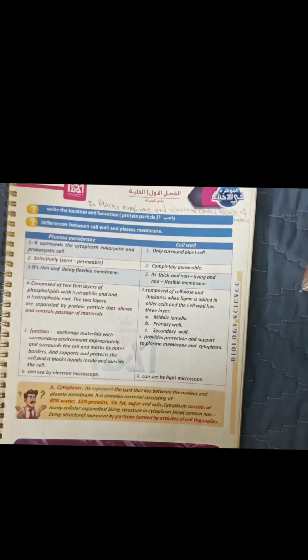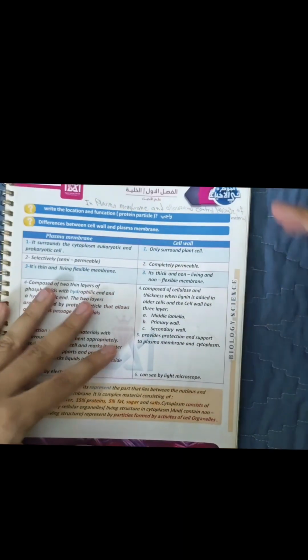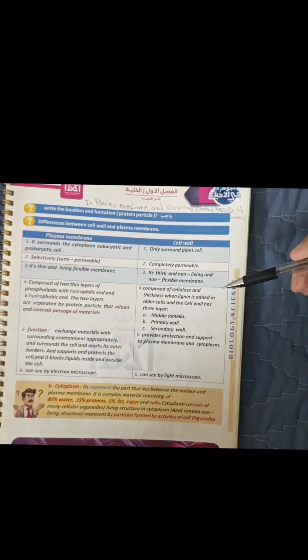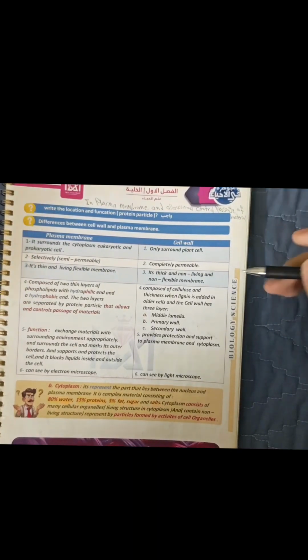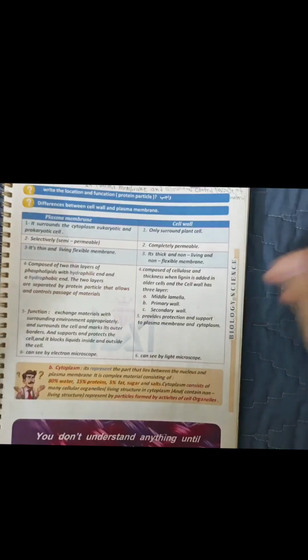It is living. It is a plasma membrane. The cell wall is a thick, non-living, and non-flexible membrane. Since it has to protect and support, it has to be strong and hard, and non-living, true, because it is completely liquid.